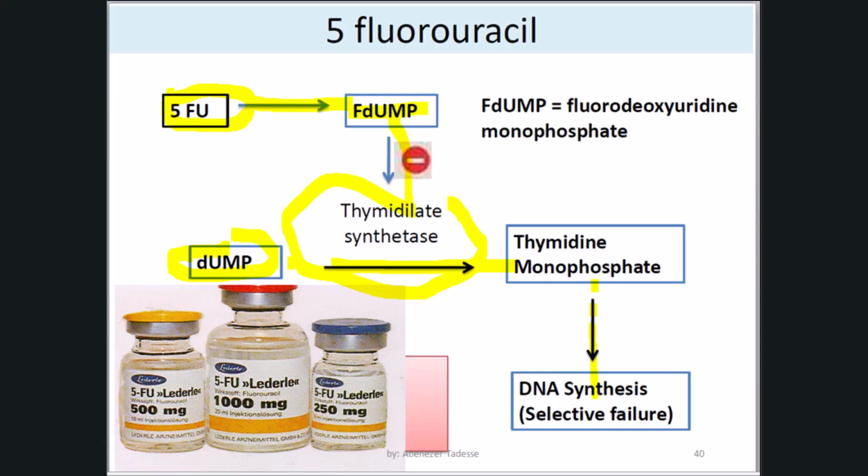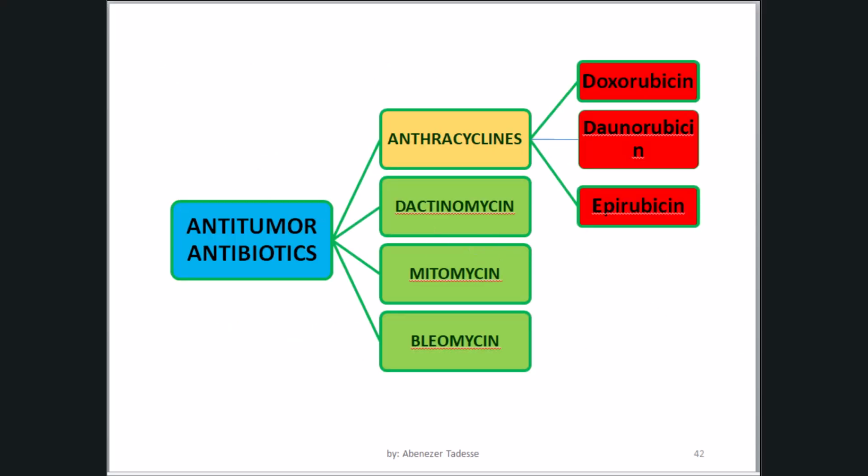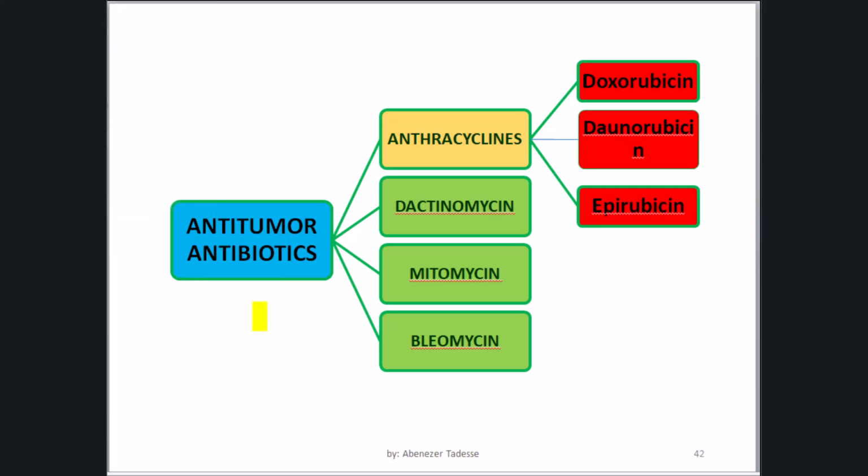Generally, indications include leukemia, gastrointestinal tract adenocarcinomas, as well as breast and ovarian cancer and malignant lymphoma. Very nice. Here we'll see antitumor antibiotics, which can be classified into two: the anthracyclines and the non-anthracyclines, like dactinomycin, mitomycin, and bleomycin. The first one is anthracyclines, especially doxorubicin, daunorubicin, and epirubicin.